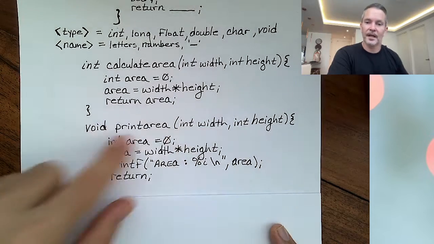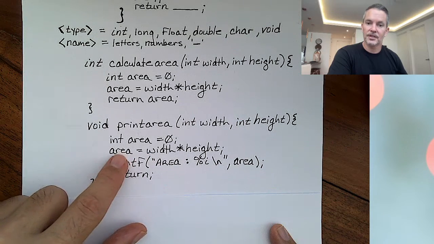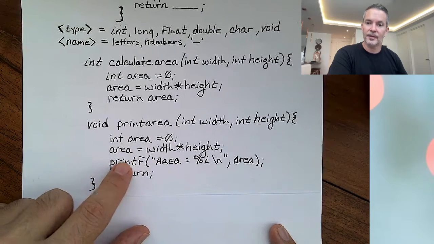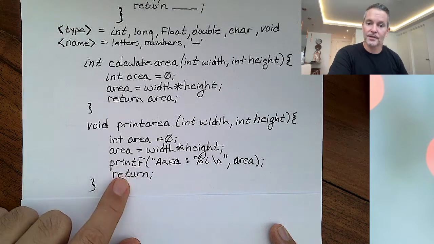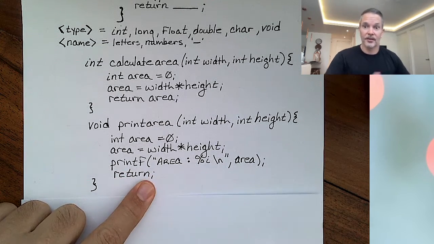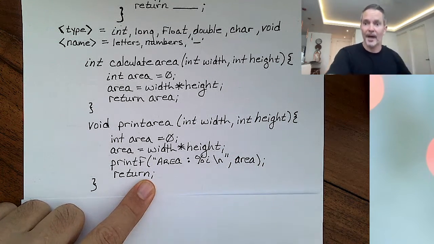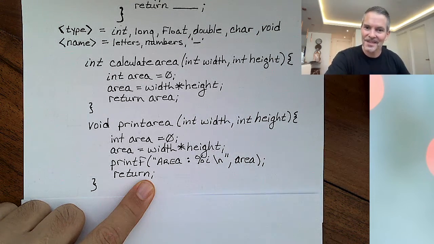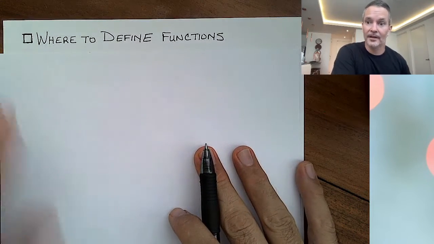So again, I'm passing in width and height, defining an area variable, performing a multiplication to calculate the area, and then I'm printing out area on the screen. Finally, I issue a return statement without any variables or information after it because I'm not returning anything, but I'm just indicating return, the function is over. You can go back to where you came from. So this is 2 examples of what it looks like to define a function. Now let's take a look at where exactly in the program do I define functions.